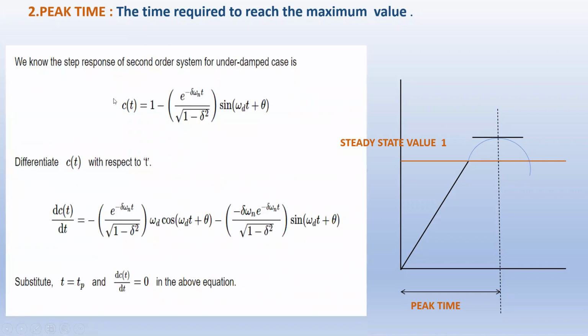Here we have the output of this second order system, which we derived in the last class. We need to equate the slope of this curve to 0, because the slope of the function is 0 at the maximum value. The time at which the slope becomes 0 for this function is what we call peak time. So let us derive.